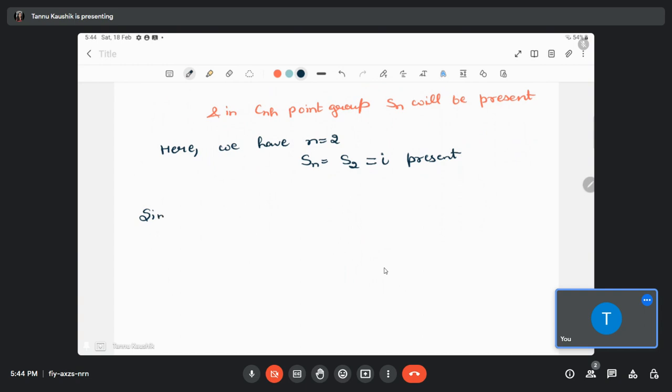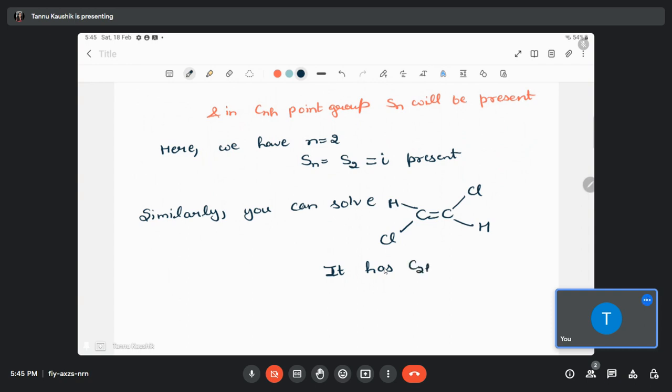Similarly, you can solve this molecule, C double bond C, that is trans-dichloroethene. It has C2h point group.